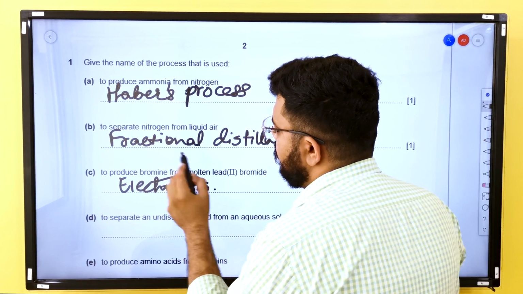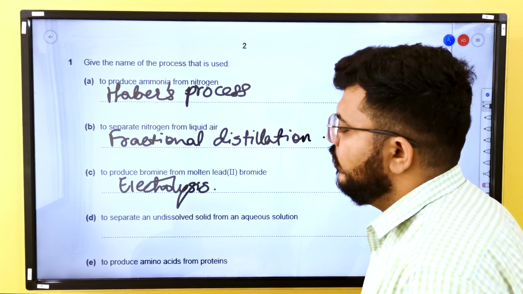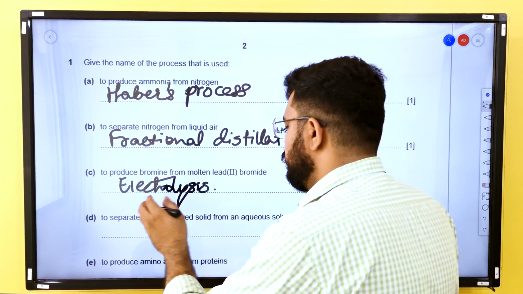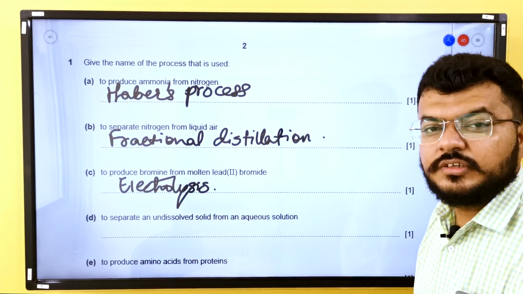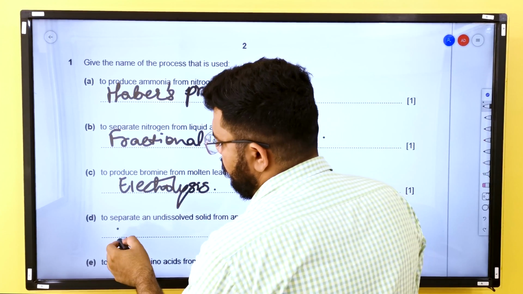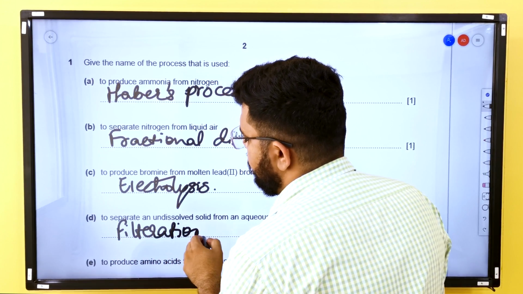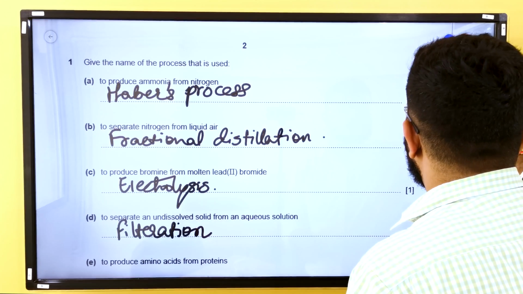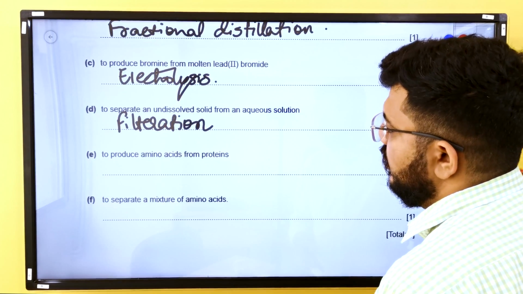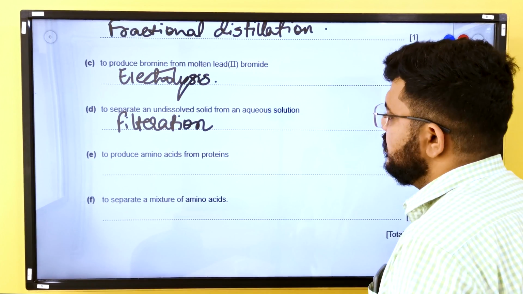On the positive electrode, bromine will be formed. To separate undissolved solid from an aqueous solution, if it's an aqueous solution, you can filter. So I'll write filtration. Okay, next question.